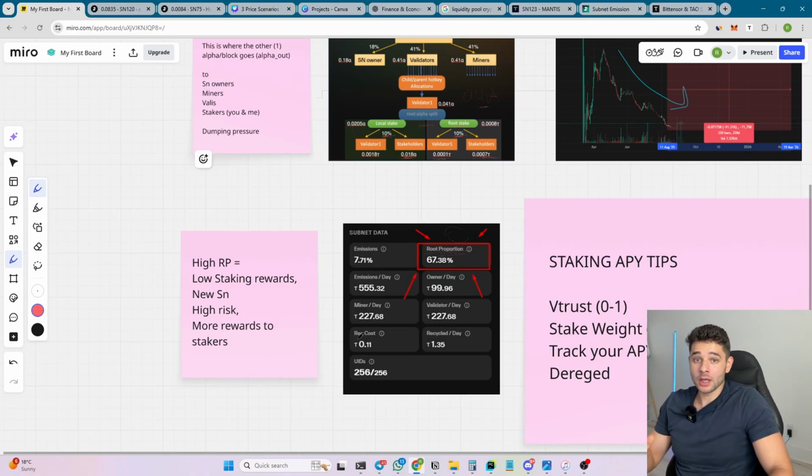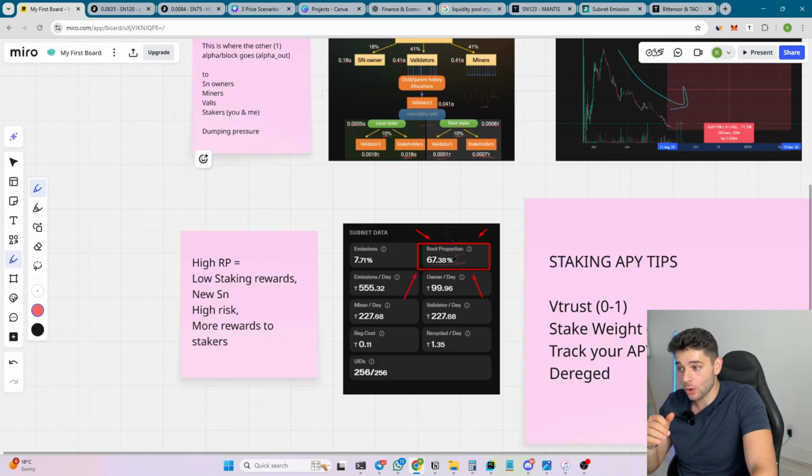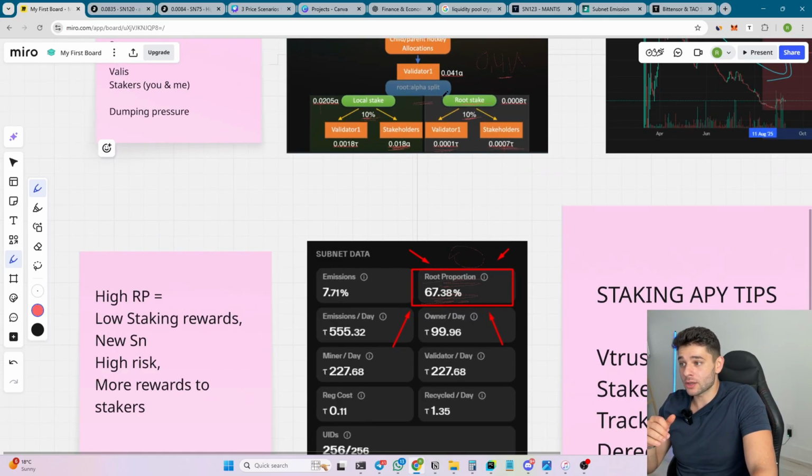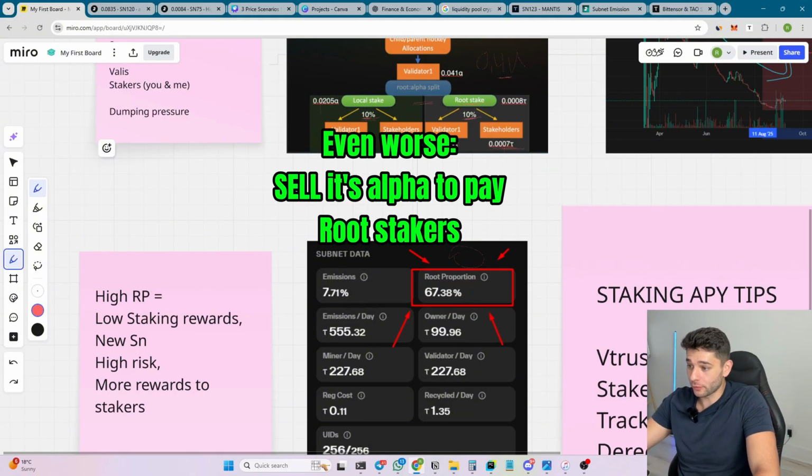But in general, the top subnets right now have root proportions of around 30 or 40%. If a subnet is newer, it might have a root proportion of 80, 90, 100%. And this is extremely bad for you if you're staking on a validator for a subnet which just launched. You're literally feeding root stakers free APY and you aren't getting anything, because until this goes down, the validator is only going to pay the root stakers. So be careful of that.